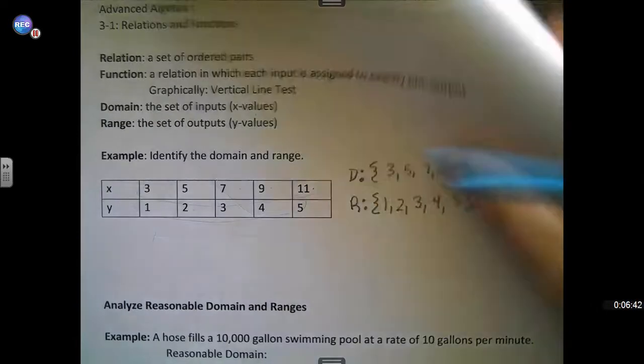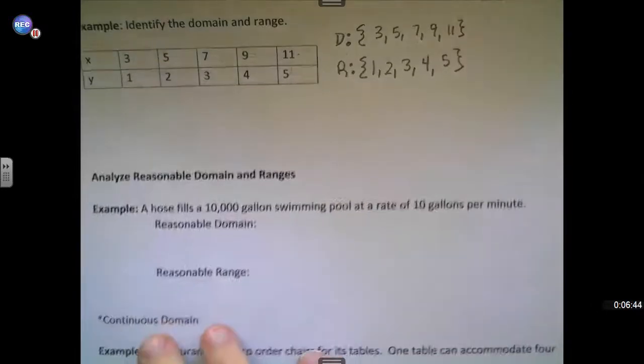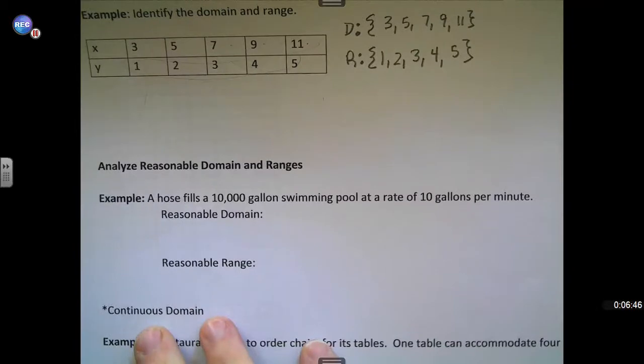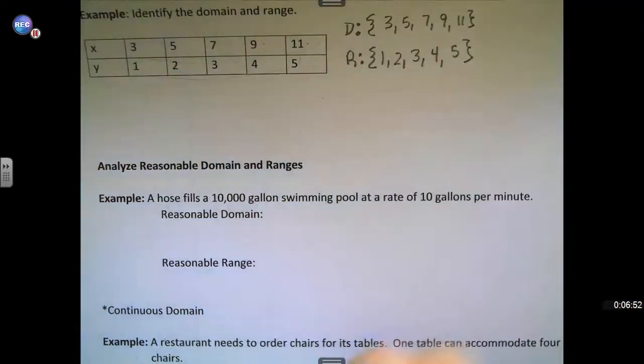So then what the book wants us to do is analyze these situations and determine what the domain is and what the range is of the function. And we're doing that.